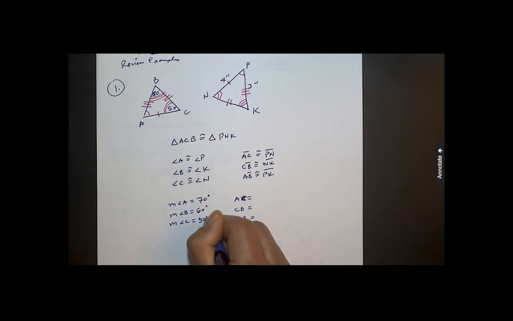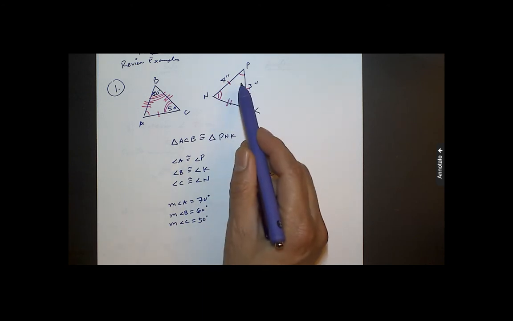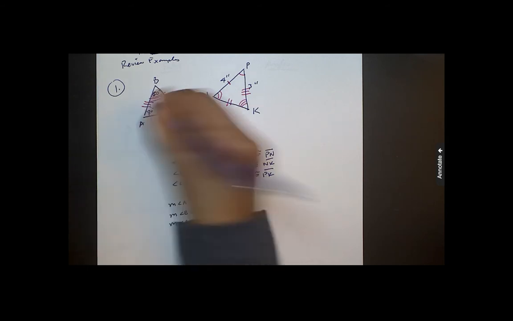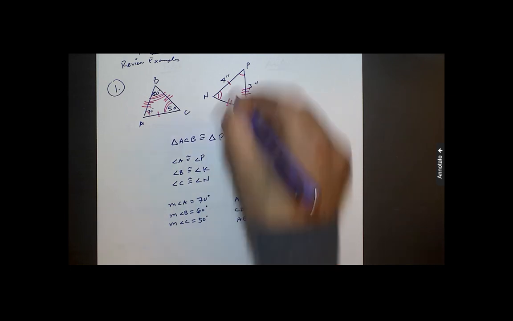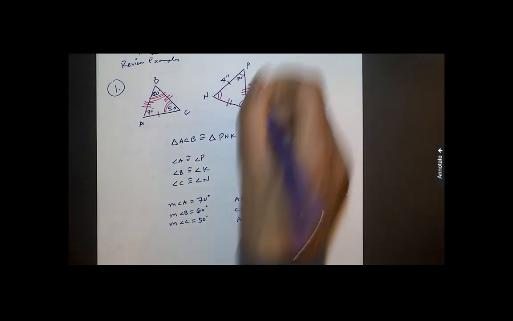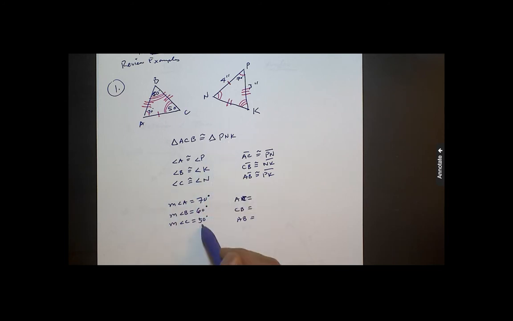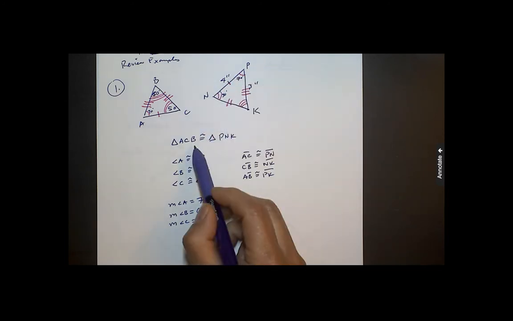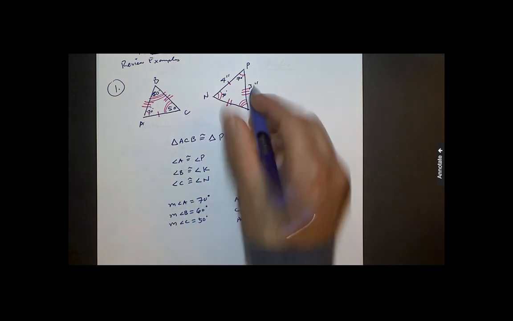Now, can we also find the measures of these angles over here? Yes, we can. Let's write the 70 degrees in right there. Which angle matches with A? P, so that is 70 degrees. Which angle matches with C? N. C was 50 degrees, so N is 50 degrees. Which angle matches with B? Angle K. B is 60 degrees, so K is 60 degrees.